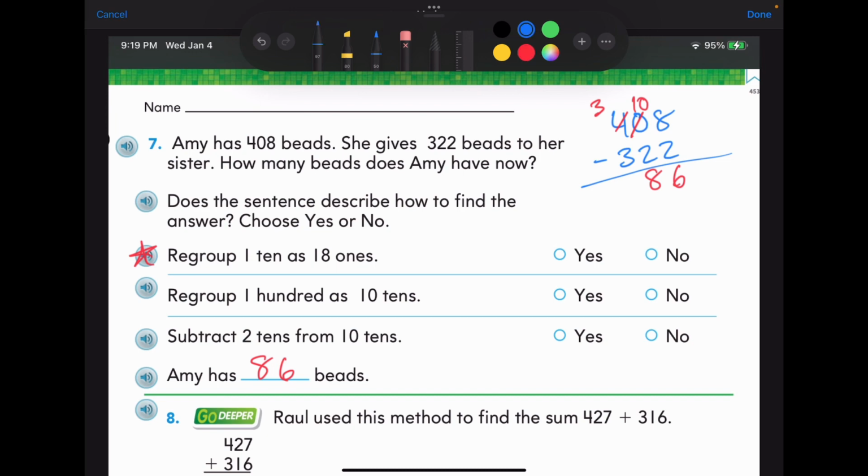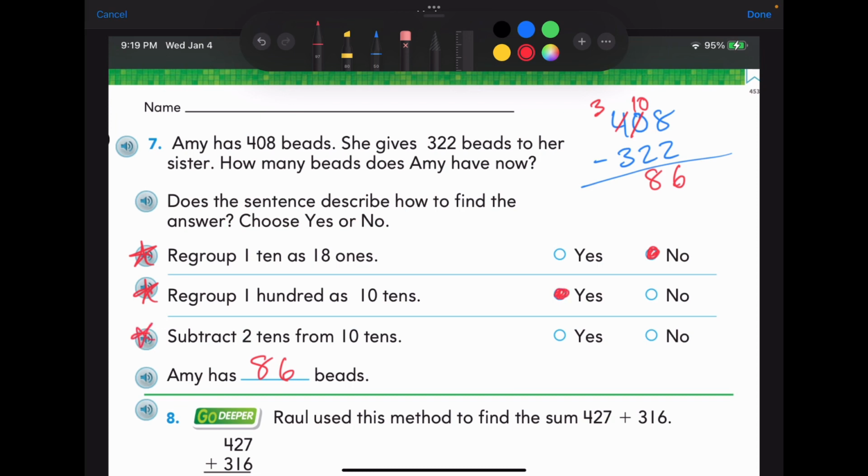If I look, I'm going to do it in green. If I look at this 8 right here, it did not become 18 ones when I regrouped. So I'm going to say no to that one right there. Regroup 110 as 18 ones, and that did not happen. The second one says regroup 100 as 10 tens, and as we can see, that happened here. We took from that hundreds to make that happen.